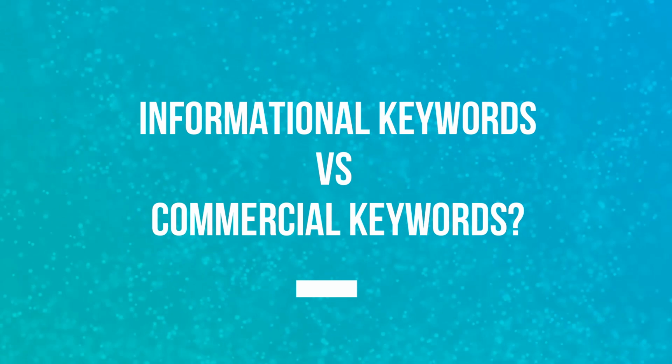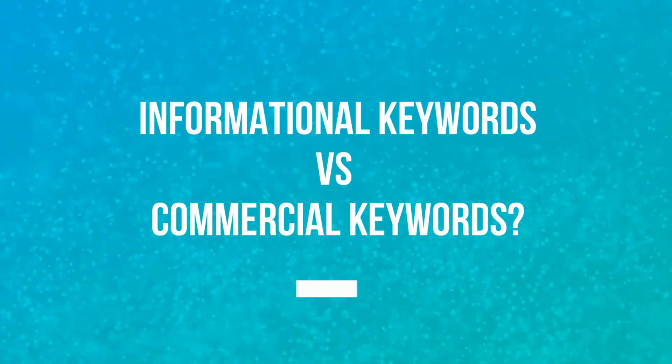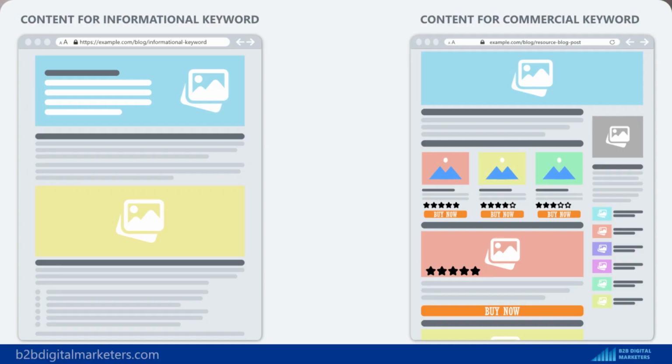So, what is the difference between informational versus commercial keywords? The main difference is that informational keywords are used by users to get information to solve problems, get answers to questions, or learn something new, whereas commercial keywords are used by users to compare or learn about different solutions to find the best solution that fits their needs, budget, and/or other criteria.